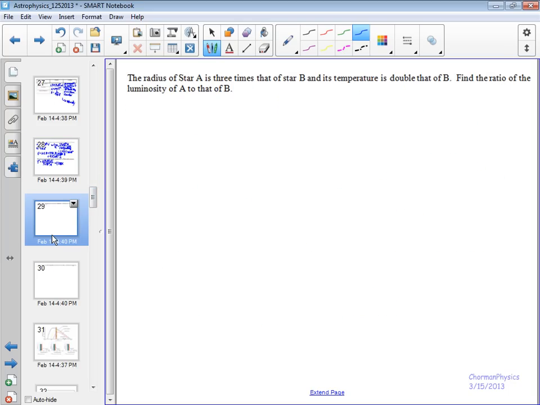Okay, so let's try another problem here. Moving down. All right, so this is a fun one. This is a common type of IB style question. They tell you the radius in terms of 2 different stars, comparing it, not giving you any numbers, and the temperature in terms of both those stars, and then we're supposed to find the ratio of the luminosity of A to B. Well, we know that luminosity, we can rewrite this as the Stefan-Boltzmann constant times the surface area times the temperature to the 4th power.